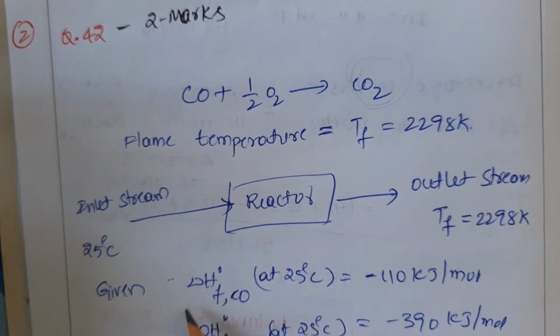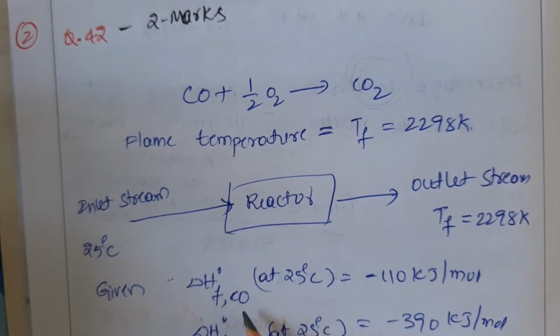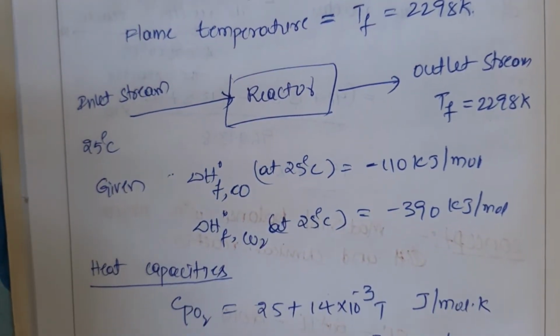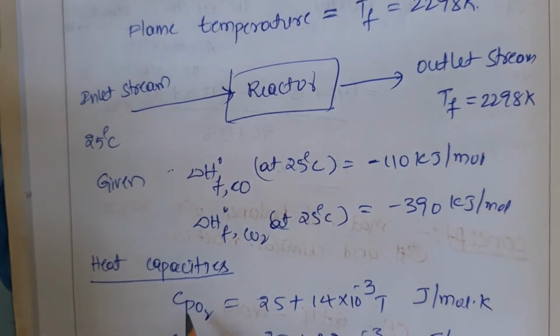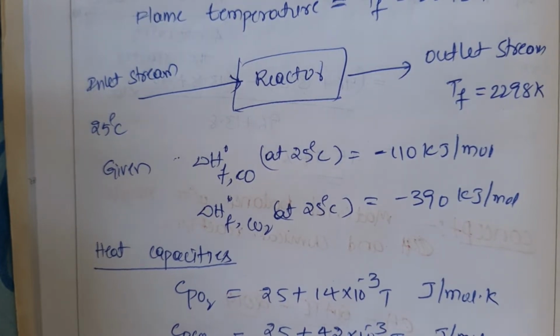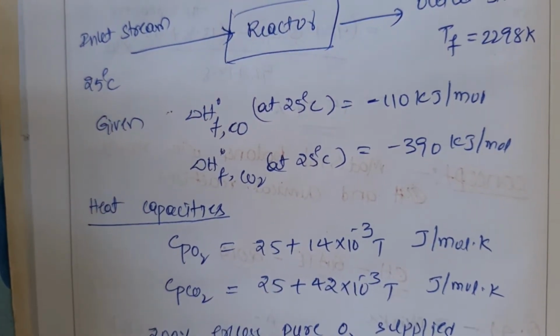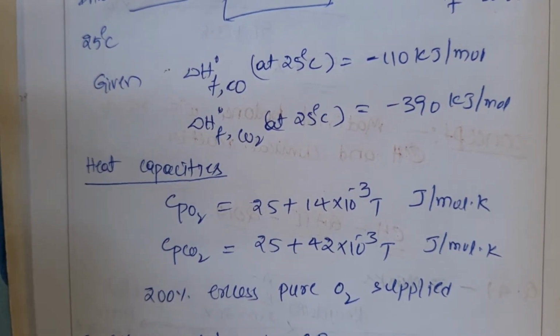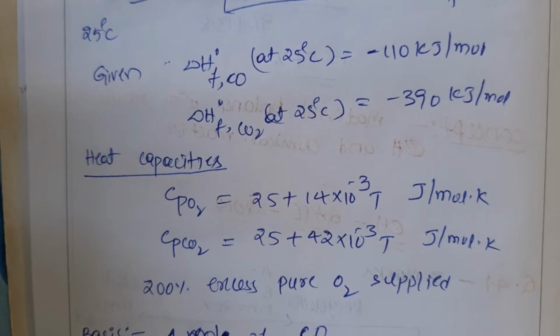In the problem they have also given the heat of formation of carbon monoxide and of carbon dioxide at 25 degrees centigrade, and also heat capacities in terms of temperature dependency, that is, the heat capacity of oxygen is 25 plus 14 into 10 to the power minus 3 into T joule per mole Kelvin. Similarly for CO2 also given, and it is also mentioned that 200% excess pure oxygen is supplied.